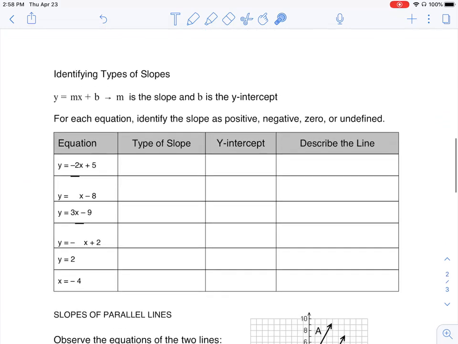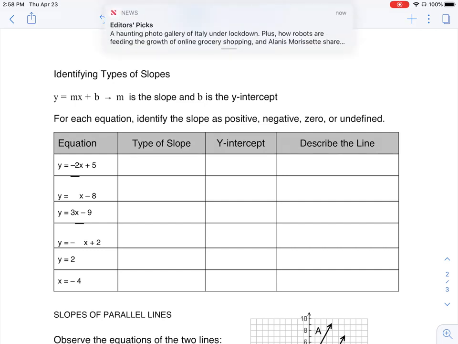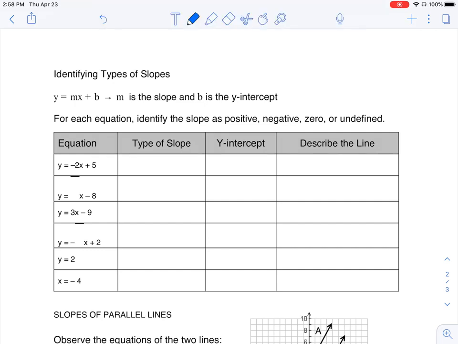So when we're identifying types of slopes, we look at the equation, we identify the type of slope, the y-intercept, and then describe the line. So for y equals mx plus b, I think we're missing some items here. I'll just draw them in as we go along. So y equals mx plus b, the slope is m and the b is the y-intercept. So for each equation, identify the slope as positive, negative, 0, or undefined.